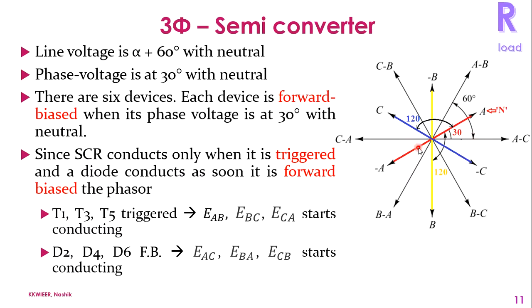There are 6 devices. Each device is forward biased when its phase voltage is 30 degrees with the neutral. Since the SCR conducts only when triggered and the diode conducts as soon as it is forward biased with the phasor, when T1, T3 and T5 are triggered, EAB, EBC and ECA start conducting. And when the diodes D2, D4 and D6 are forward biased, EAC, EBA and ECB start conducting.